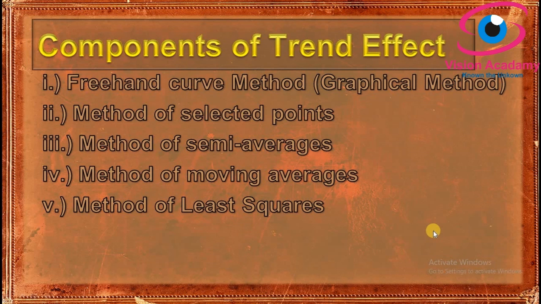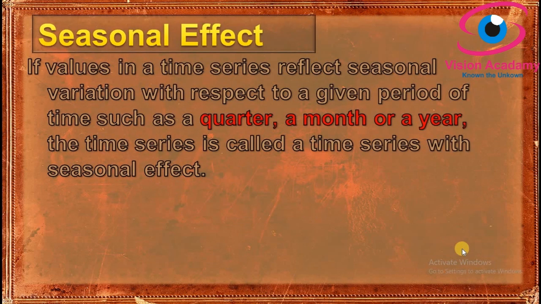Now let us see another component of time series analysis, which is seasonal effect. It is very simple to understand seasonal effect. If your time series data reflect seasonal variation with respect to a given period, this may be called seasonal effect. Here very importantly, we need to define what is seasonal. Seasonal may be quarter, may be month, or may be a year. In any time series data, if the variation reflects seasonal wise, the season may be quarter, month or year, this can be called seasonal effect.